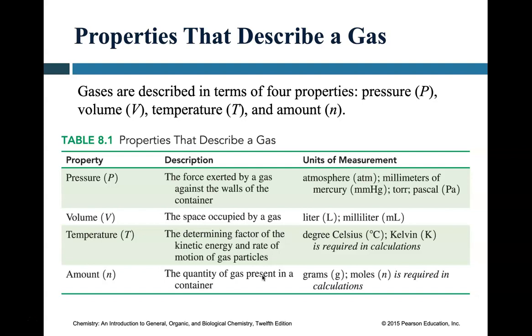And then we're going to deal with amount. Typically it's not in grams, it's almost always in moles. And actually for the calculations to work, it must be in moles. We've discussed this before, right? 1 gram of hydrogen does not contain the same number of atoms as 1 gram of carbon.